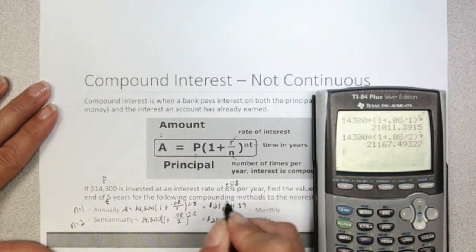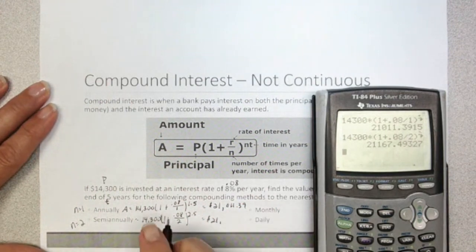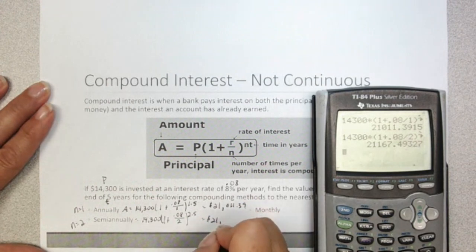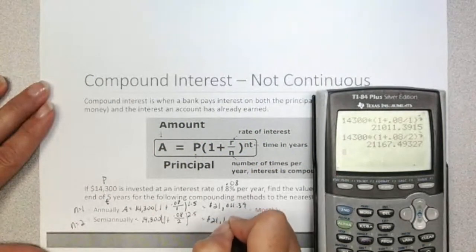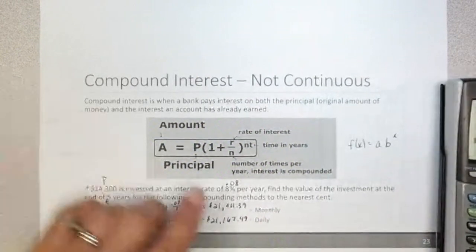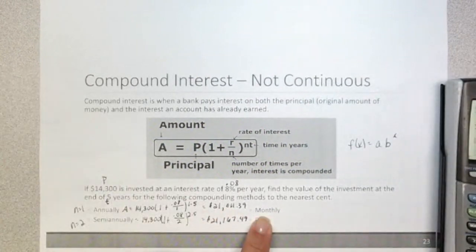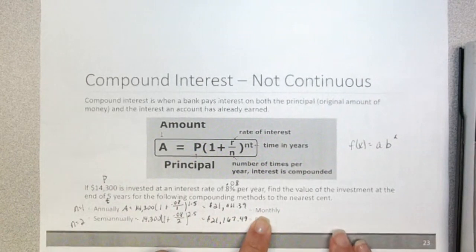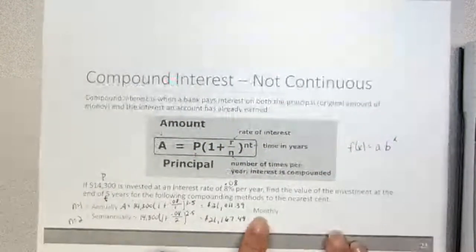If you compound more often, at the end you're going to have more money, because there's more interest earning interest. You're calculating that interest and putting it back in there with the principal more often. If we compound monthly, this is the most common compounding, I think. Mortgages and car loans are often compounded monthly.